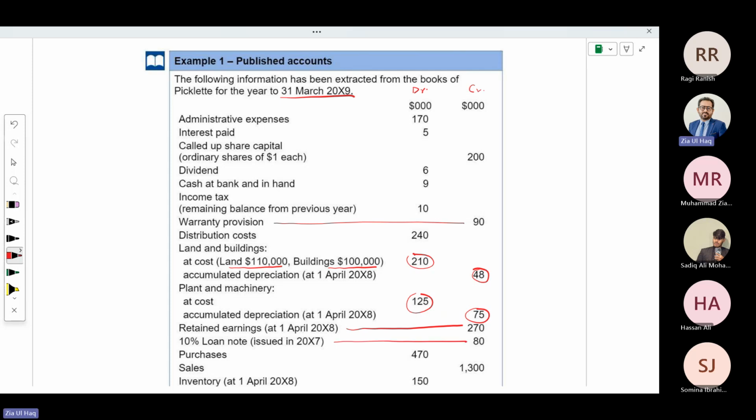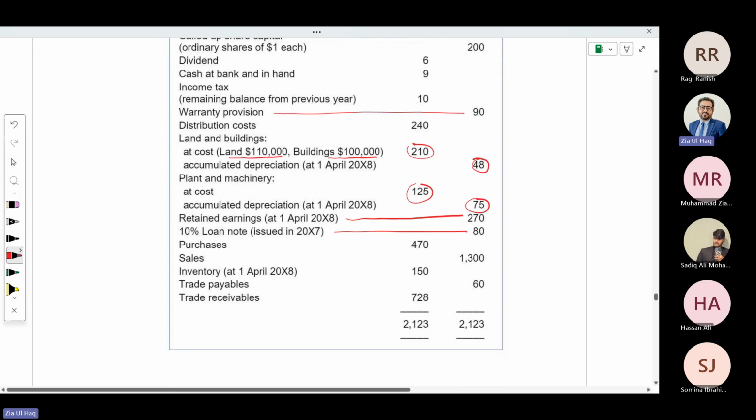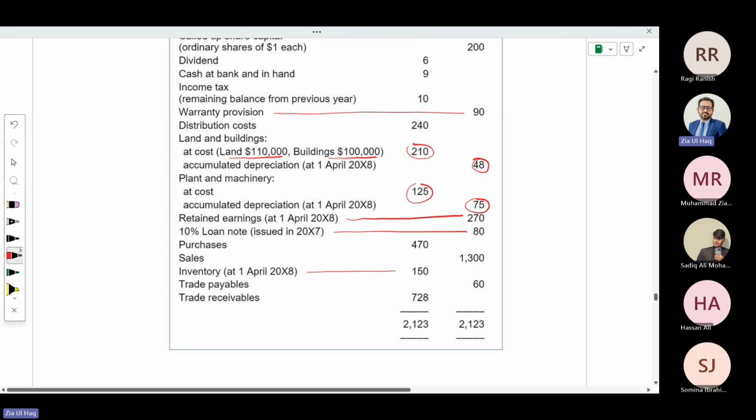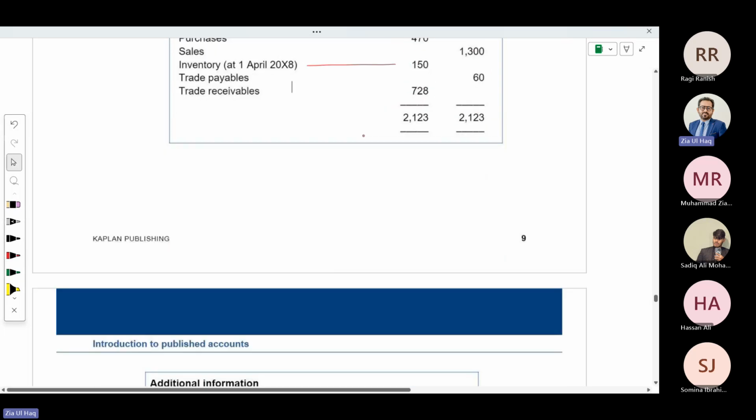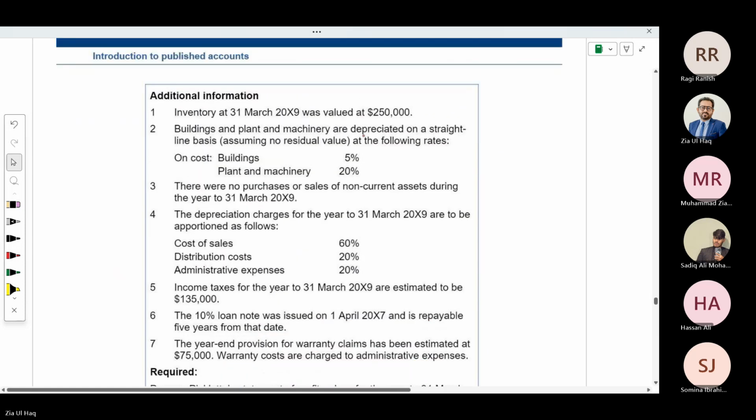10% loan note, long-term liability. Purchases will be part of cost of sales. Opening inventory at 1st April 20X8, because the year end is 31st March 20X9, is part of cost of sales. Trade payables and trade receivables are current liabilities and current assets, and there are some adjustments. Inventory at 31st March 20X9 was valued at 250. This is closing inventory. That will be deducted from cost of sales as well as recorded as a current asset in the balance sheet.